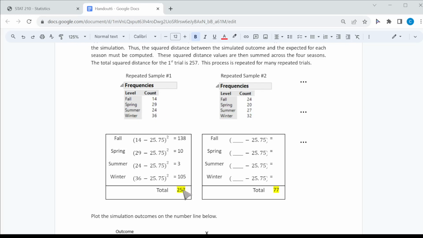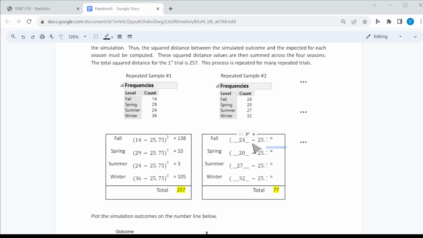The first time I do that, I get 257. So this 257 is a number that I got under a situation of the crimes occurring equally. Here's another one: 24, 20, 27, 32. I just do the same math that I did with the data. So 24, 20, summer was 27, winter 32. Subtract off the 25.75, hidden there behind the parentheses. Take 24 minus 25.75, square that, get a number. Take 20 minus 25.75, square that, get a number, and add all that up. You'll end up with 77.